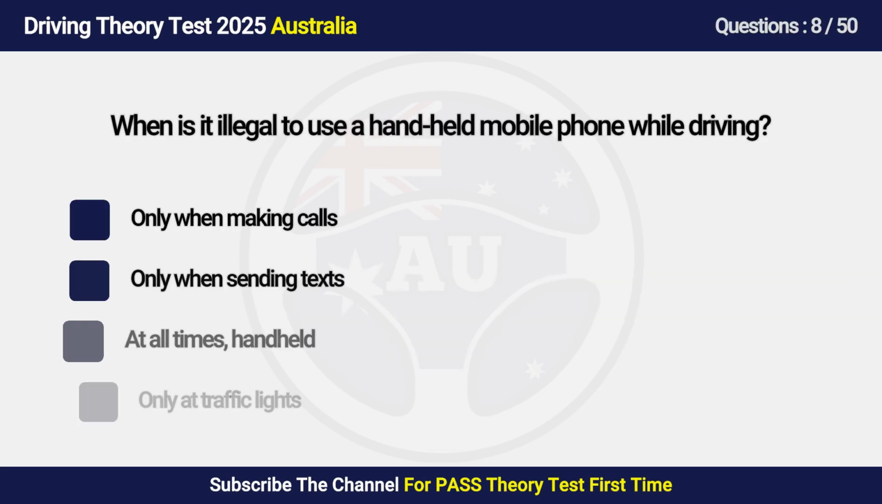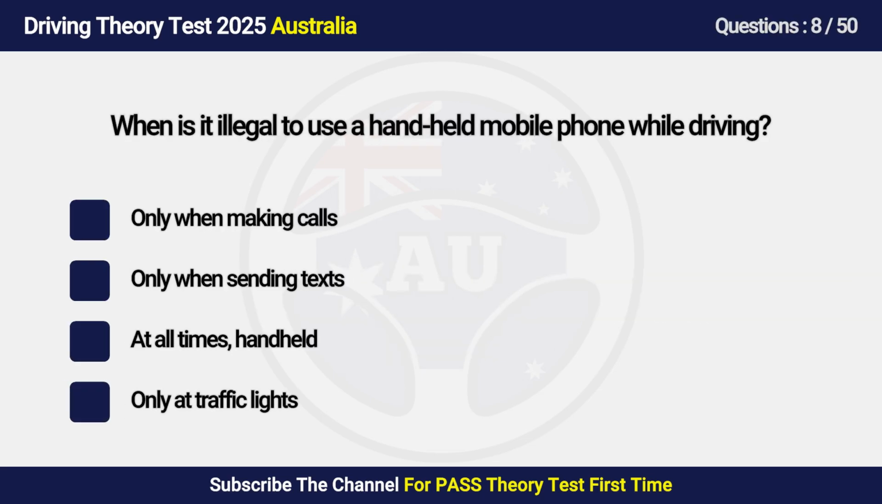Question 8. When is it illegal to use a mobile phone while driving? A. Only when making calls. B. Only when sending texts. C. At all times handheld. D. Only at traffic lights.